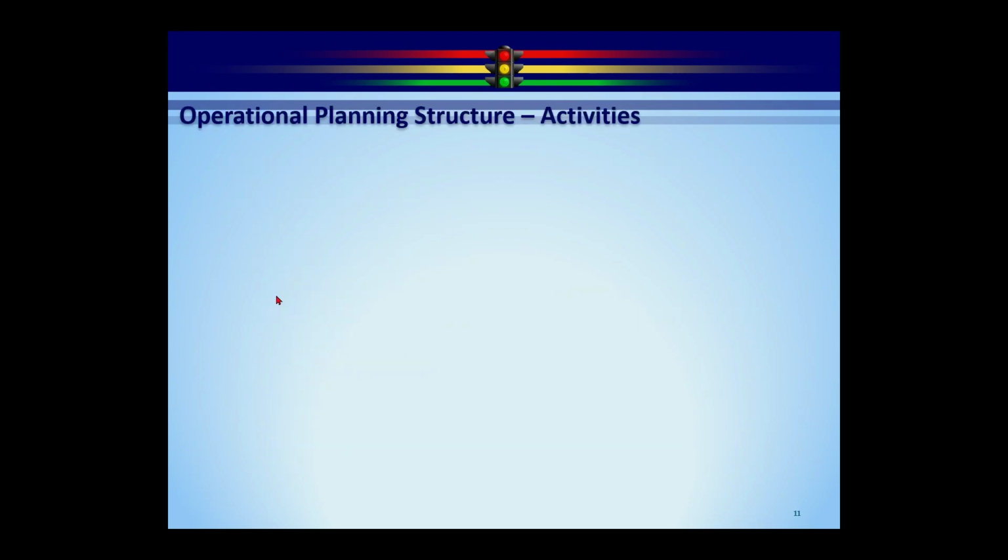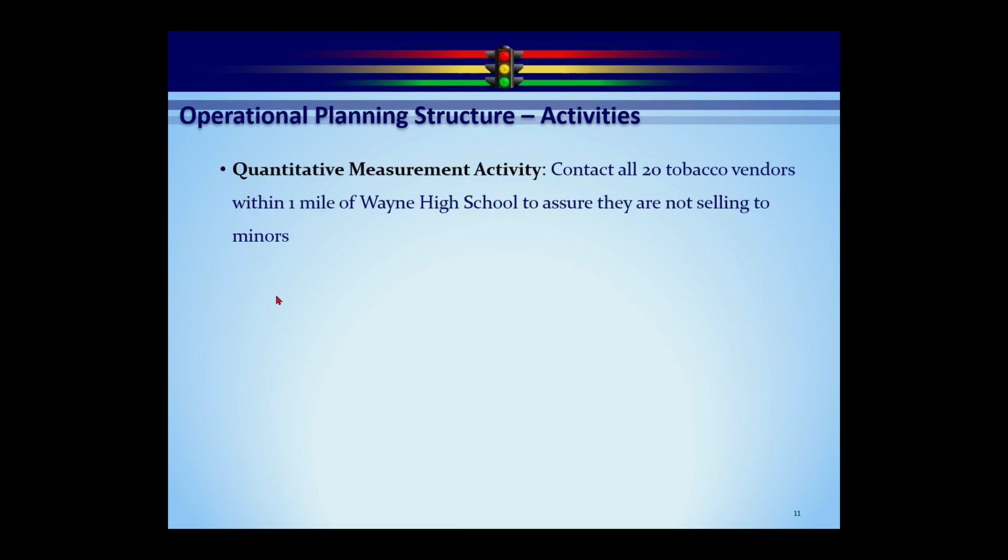Activity number 3 is our quantitative measurement activity. It's very, very similar to the project-based activity, with the exception that we have a target quantity. In this case, we're going to contact all 20 tobacco vendors within 1 mile of Wayne High School to ensure they're not selling to minors. Our target quantity obviously is 20. It's pretty simple to measure: if we did 10 out of 20, we're 50% done.